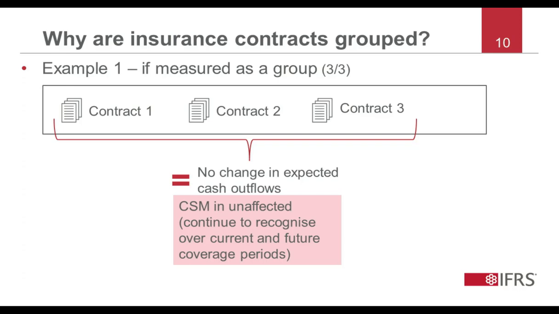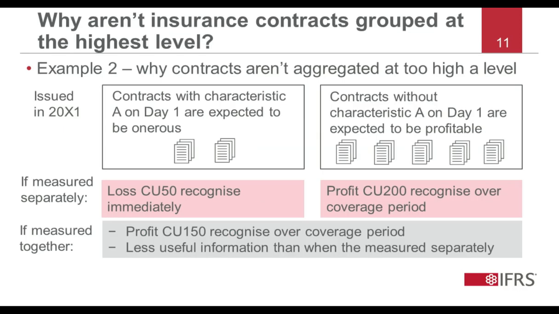The contractual service margin is recognized over the expected duration of the group's coverage period. Because there has been no change in the expected profitability of the group of 3 contracts between initial recognition and subsequent measurement, the board believes that grouping reflects the economic substance of this scenario better than treating the contracts individually, as was illustrated in the previous slide.